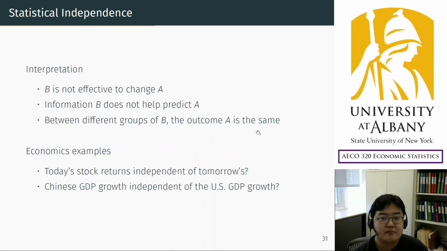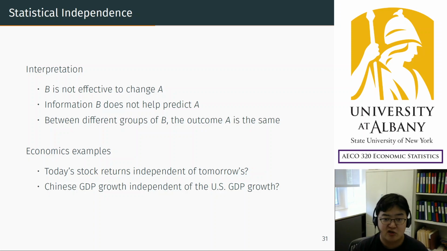So, interpretation. You may interpret it in many different ways. Like B does not change A: we develop a medicine to cure a disease A, but the probability of recovering is the same, so it is ineffective. Or information about B does not help predict A, right? The probability of A happening does not change whether you observe B or not.